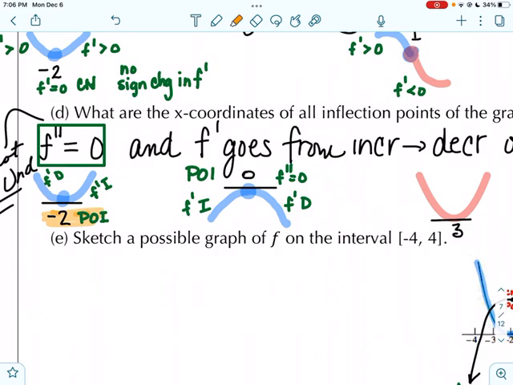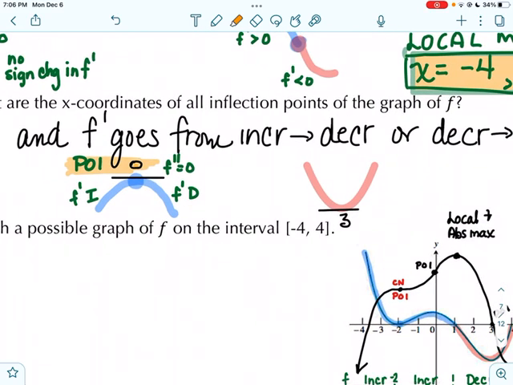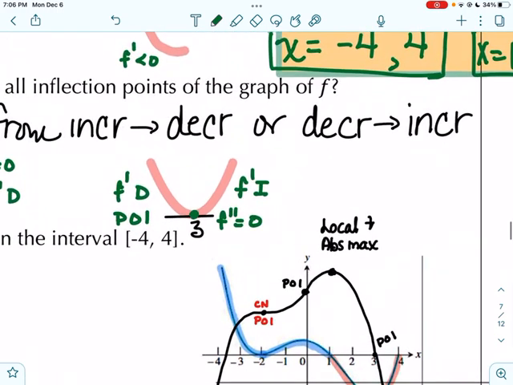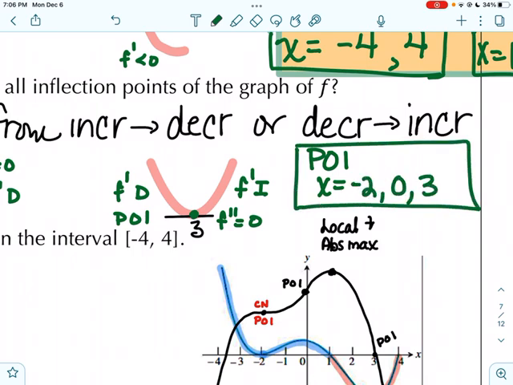And then you have another one at 3, where if you're looking at the graph and you're going, well, f prime is decreasing and f prime goes to increasing, then since f double prime is equal to 0 at 3, we know that we also have a point of inflection here at 3. So the 3 points of inflection are at x is equal to -2, 0, and 3. And you can confirm that with the original graph up there, okay?